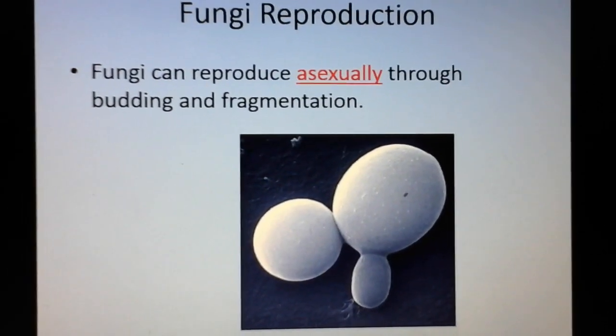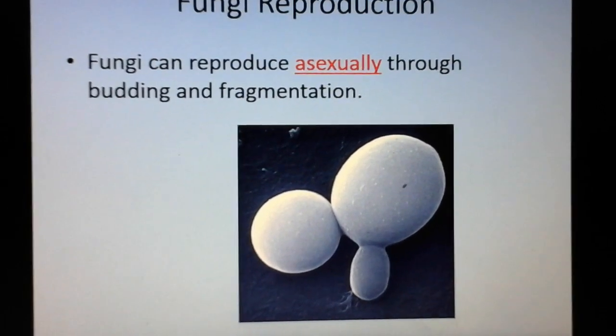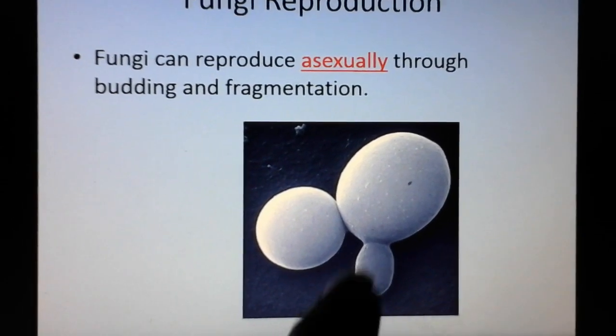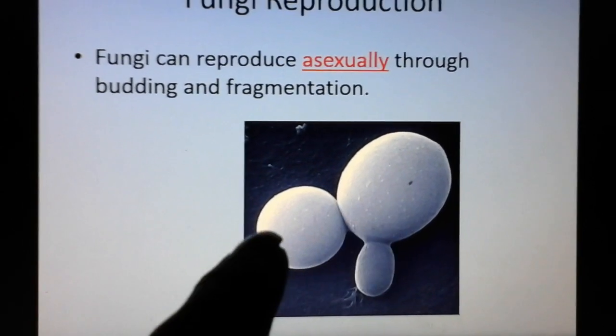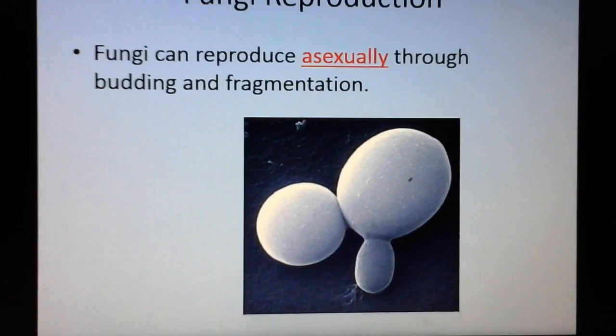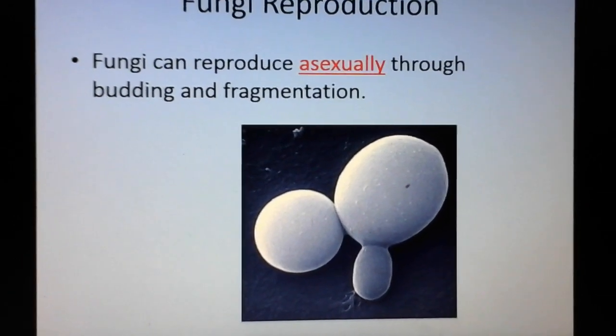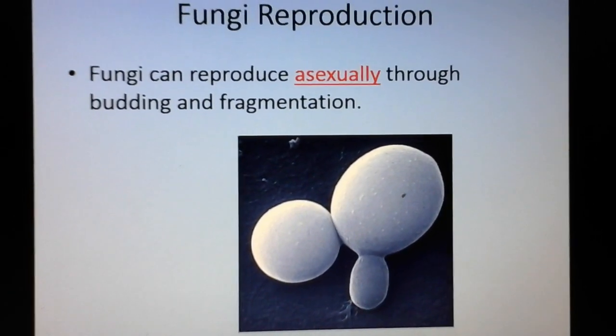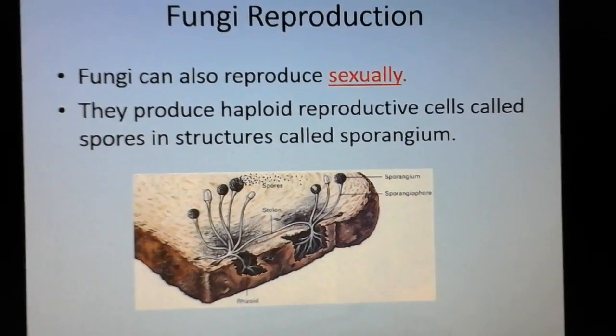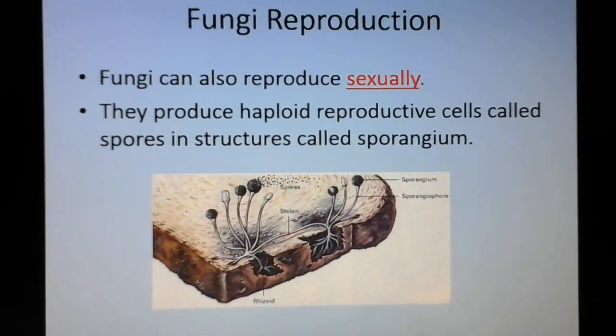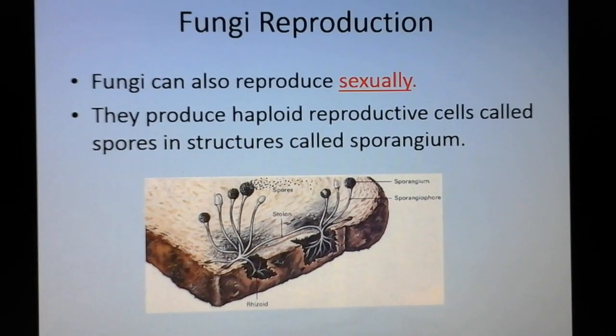Now, fungi can reproduce asexually, and they basically clone themselves. It's called budding. So this was the mama, and it basically grows two new fungi right off of it, and it makes copies of each other. But they can also reproduce sexually. And this is how fungi are going to be classified.